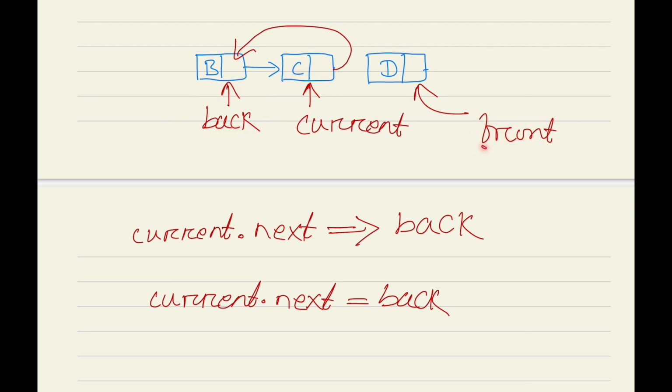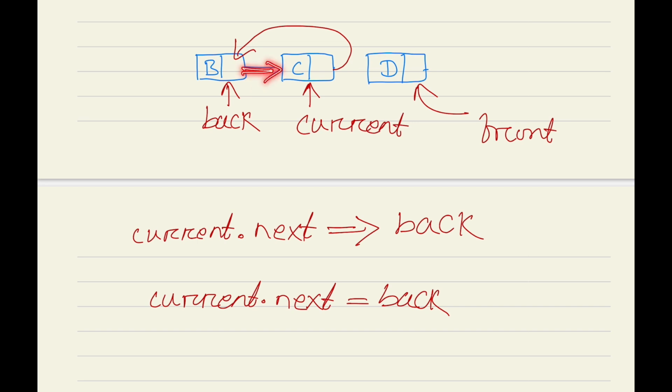So if we store the next in a reference variable front, in that scenario we are not going to lose the contacts of D, or the address of D is not going to be lost. Okay, so now for this statement you can observe current.next = back. For this statement the link is reversed, but here you can observe another link from B to C. So we have to remove this link also.